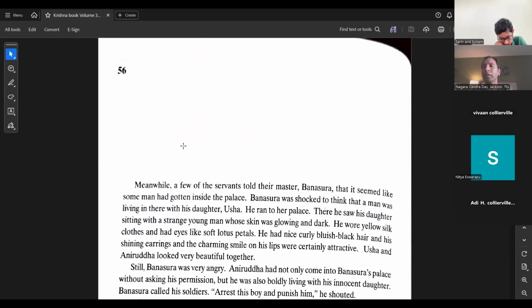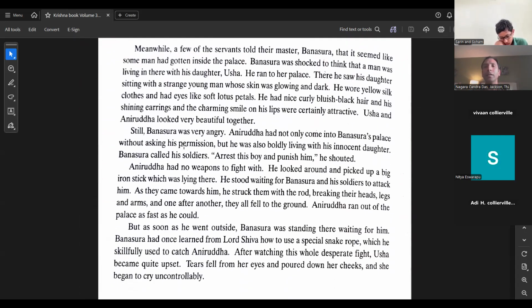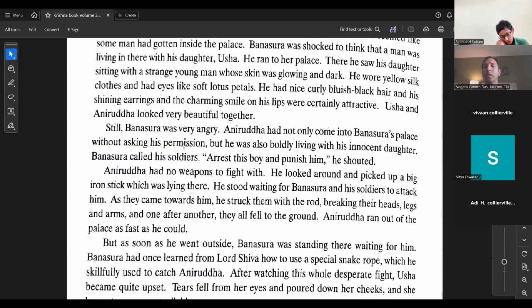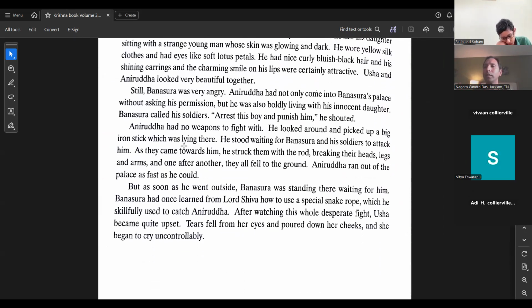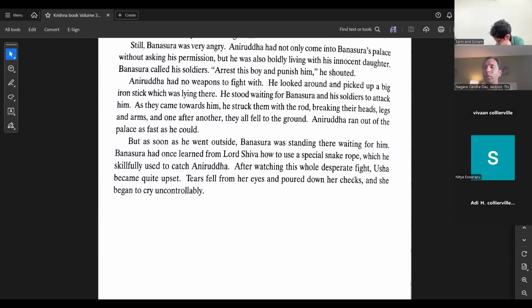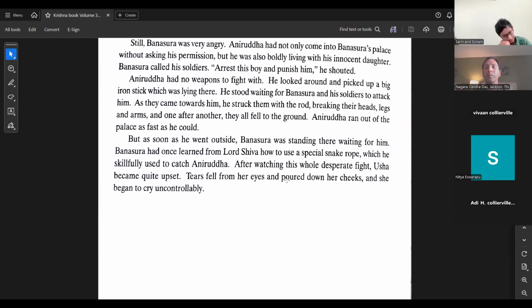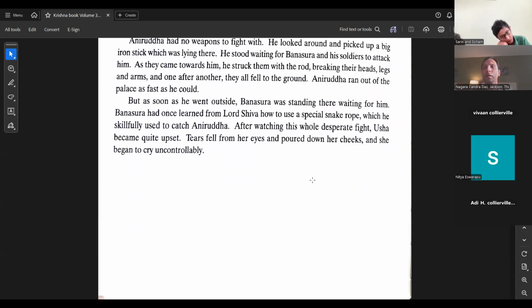Banasura, her father, got to know about it and got very angry. When he saw Aniruddha, he did not ask him what happened or how he came. He didn't give him a chance to explain. He just wanted to kill him. So Aniruddha had to pick up weapons to defend himself. There was a stick lying around, so he picked that up, and he was actually very, very strong. He beat up the soldiers who were trying to kill him or kidnap him.